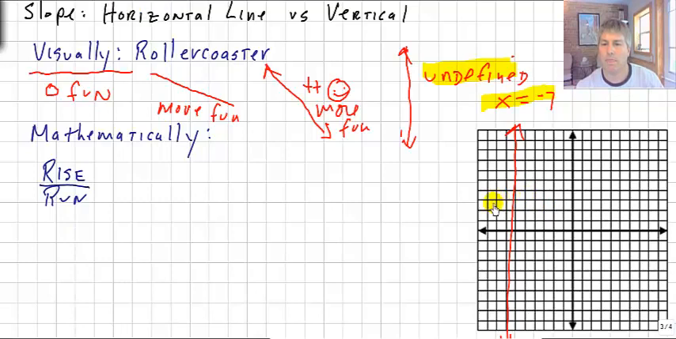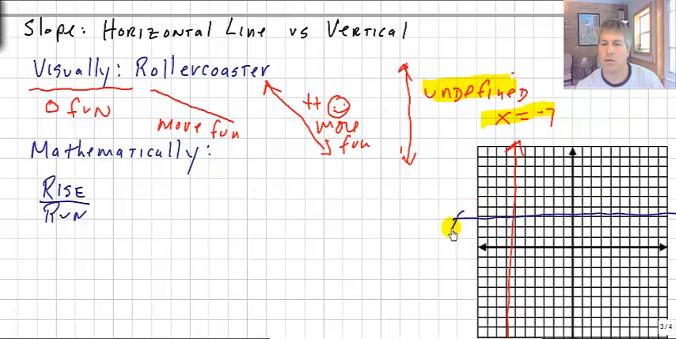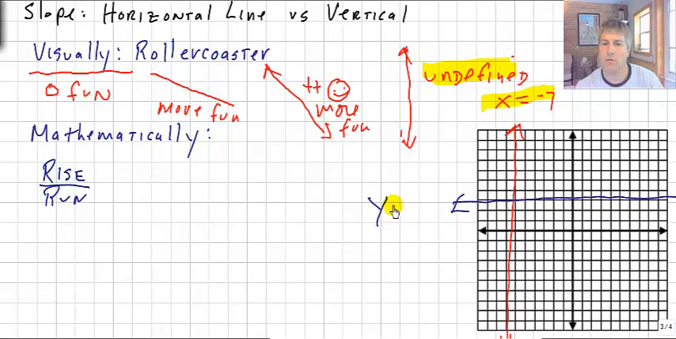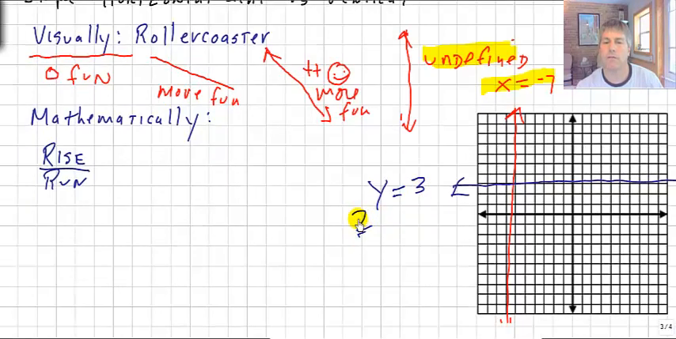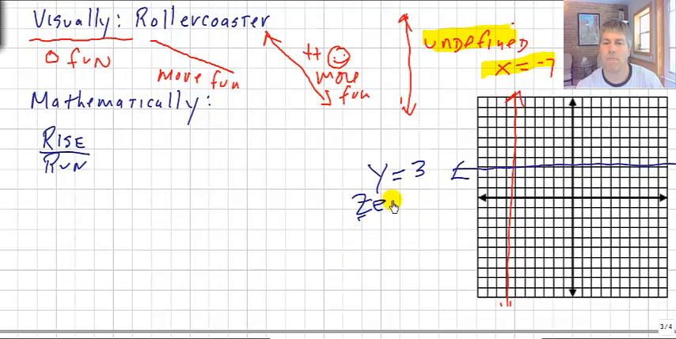While the graph of a horizontal line, that's y equals 3. Okay? Well, that's zero fun. That's not too much fun. Zero fun.